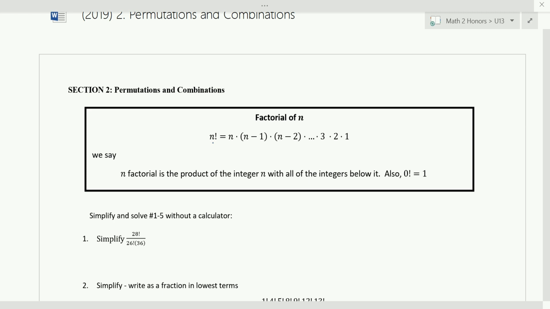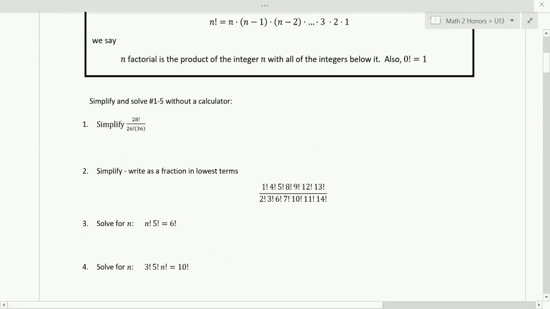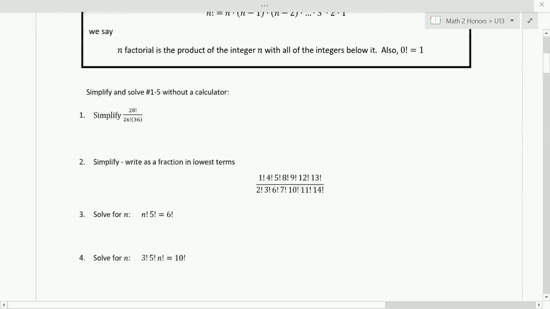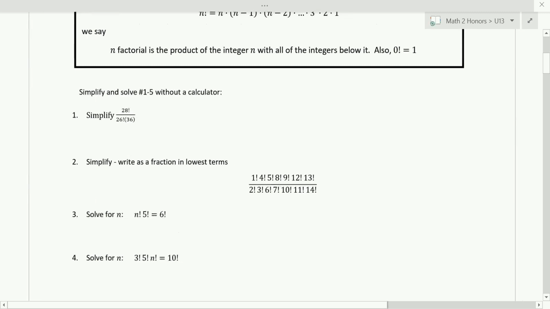So if I say 5 factorial, find 5 factorial, you say, well, that's 5 times 4 times 3, and you keep going all the way till you get to 1. You list them all, and you have to multiply them all together. And so in this case, that would be what? 120, right? So that's what we mean by factorial. And so we have some problems here to try out, just to get used to factorials.